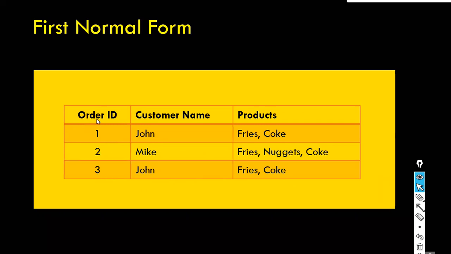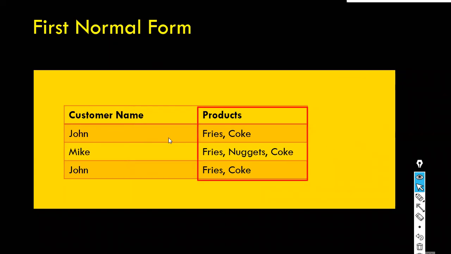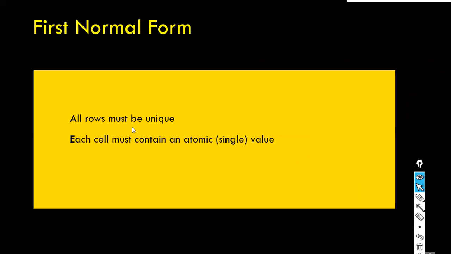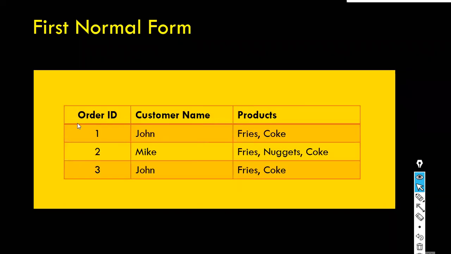By introducing this column, we made sure that each row is unique. Each row is determined by a unique key value. So this order is different, this order is different. Though the customer name is the same, the order ID is different. Now you tell me, does that meet the first normal form's first rule? Yes, all rows must be unique because we look at the order ID, right? So each row is unique. Suppose the order ID repeats more than once, then it is violating the first normal form. Guys, please concentrate.